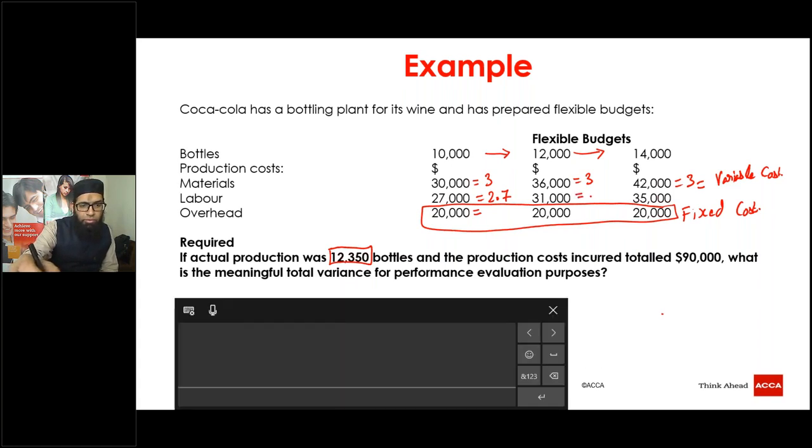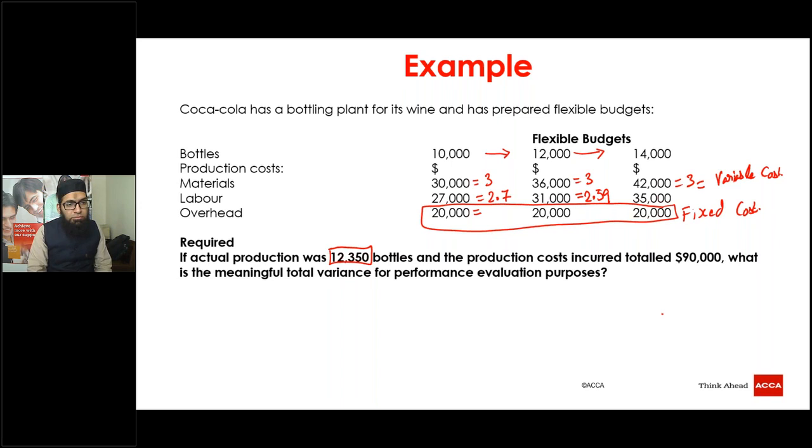2.588, thank you. 2.59. And what about at the activity level of 14,000? It's 2.5. So thank you very much. As we can clearly see, this cost is decreasing and it is not constant. Neither is it constant in total nor per unit. This hints that it will be semi-variable.